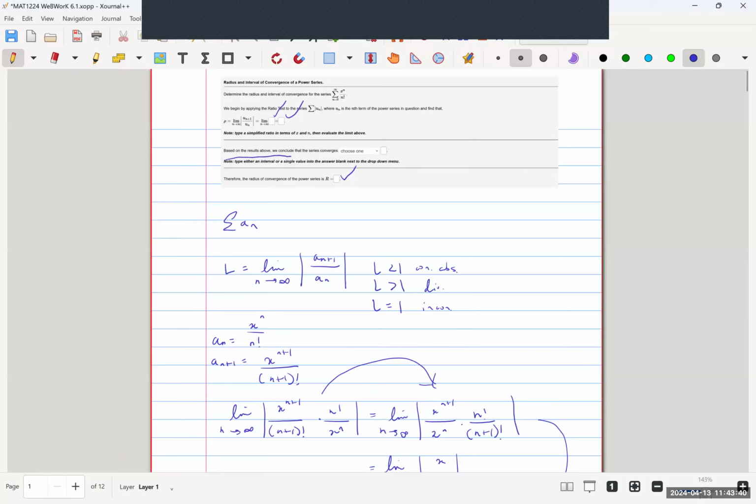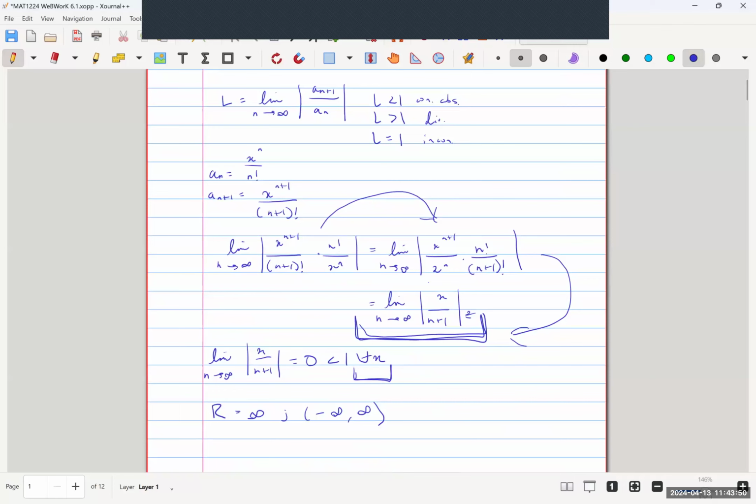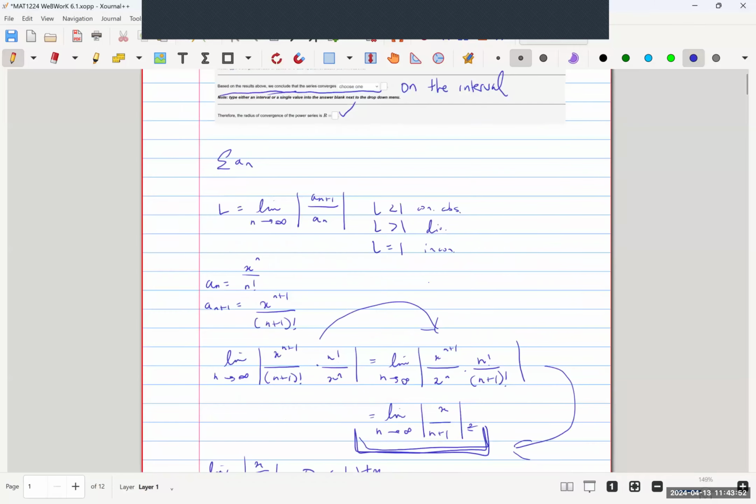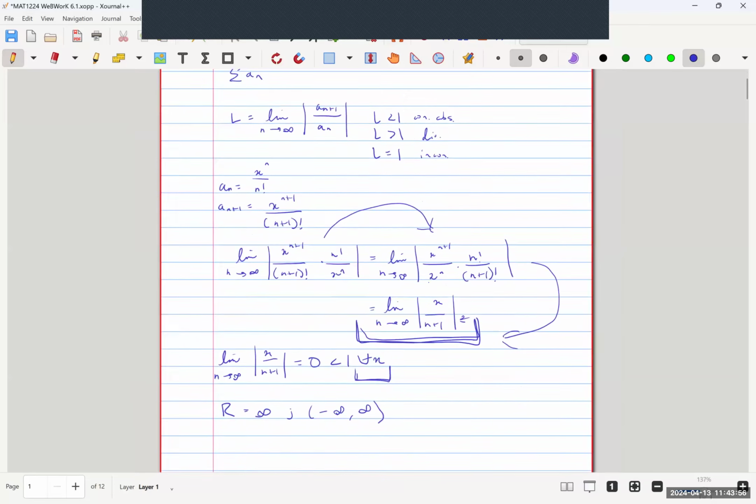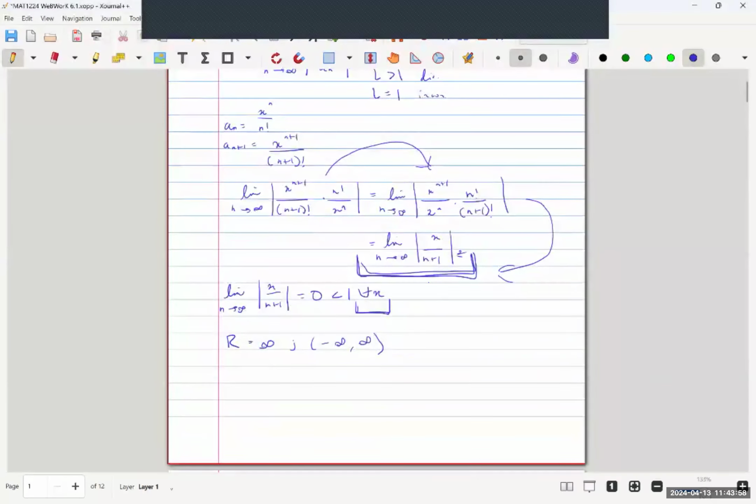And from here, based on the results above, we conclude that the series converges on the interval. Since our interval is negative infinity to infinity, it clearly is convergent on the interval. And that is our final solution to question 1.